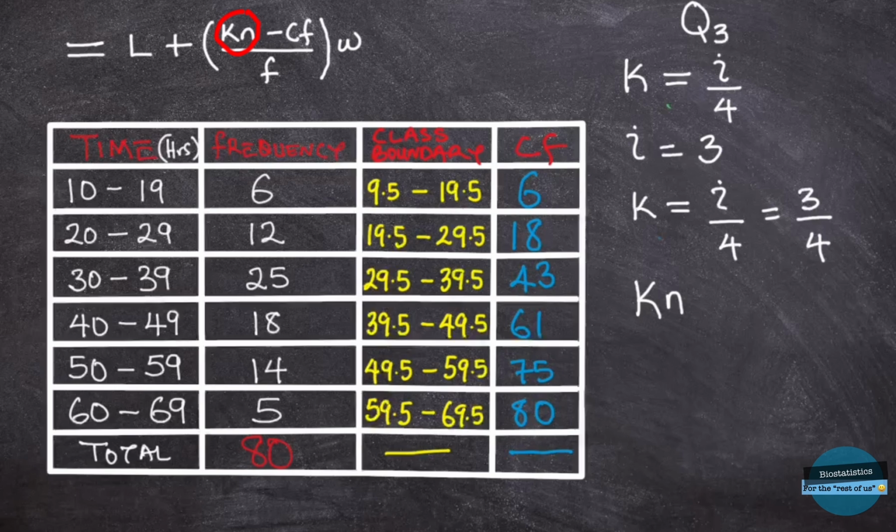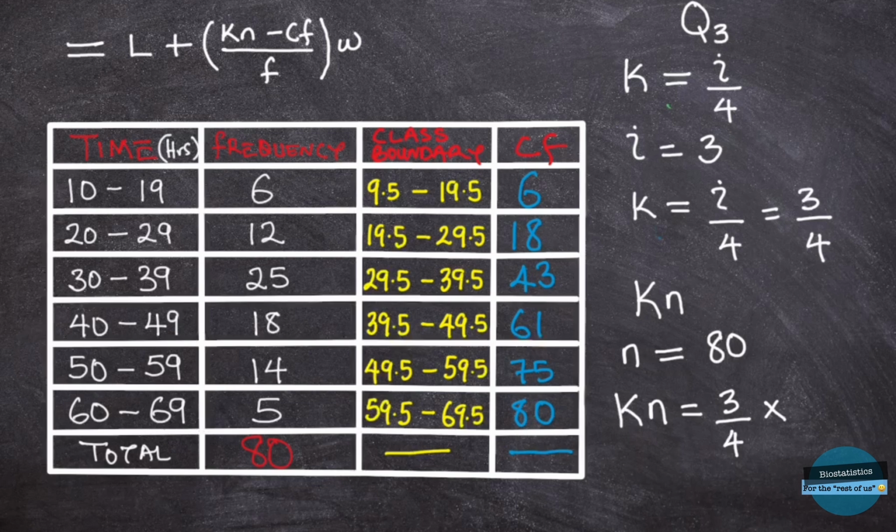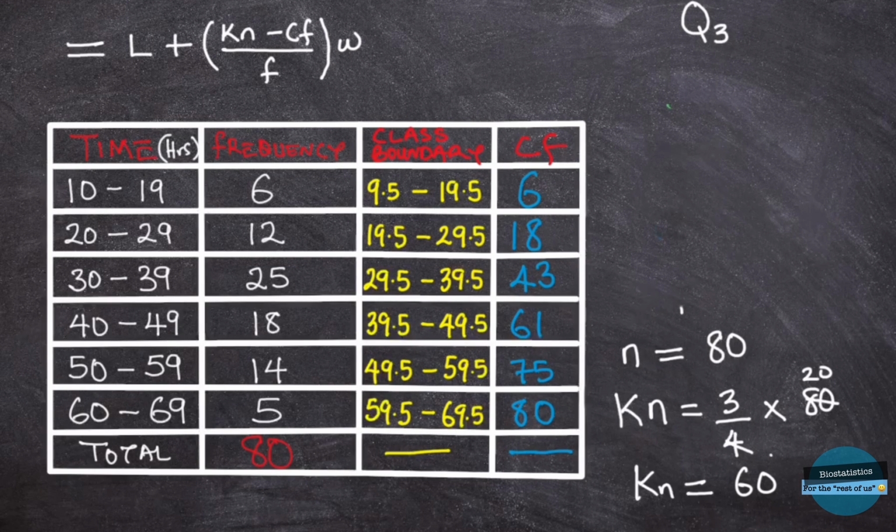N in this formula is the number of students or the number of observations. And the question already told us that we had a sample of 80 students. Also, we have added it here and we have 80 already, right? So N is 80. Kn will thus be 3 over 4 times 80. So our Kn will be 60, right? Awesome.